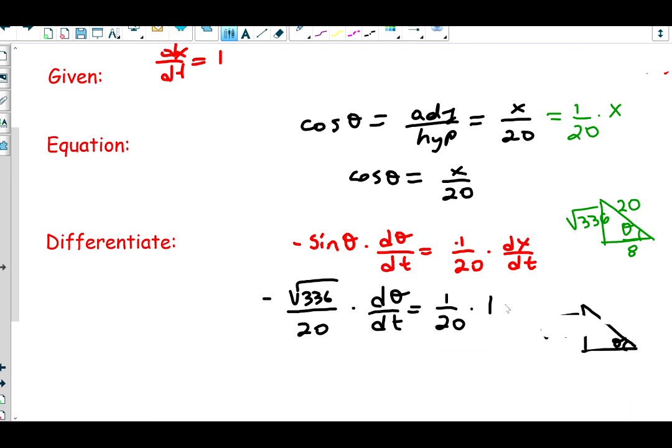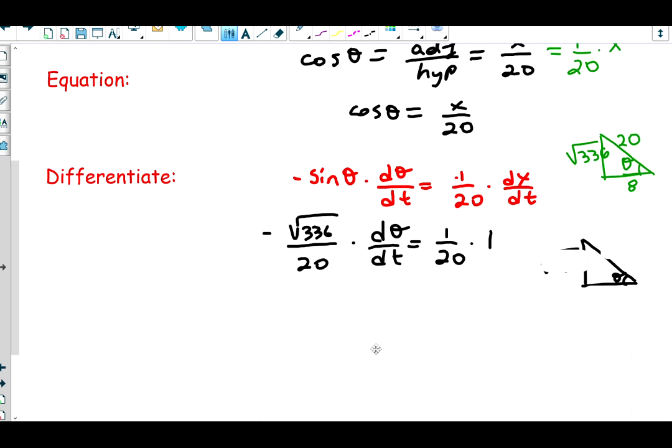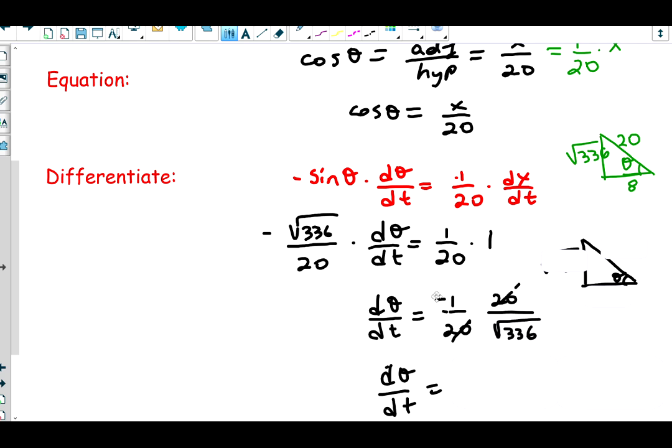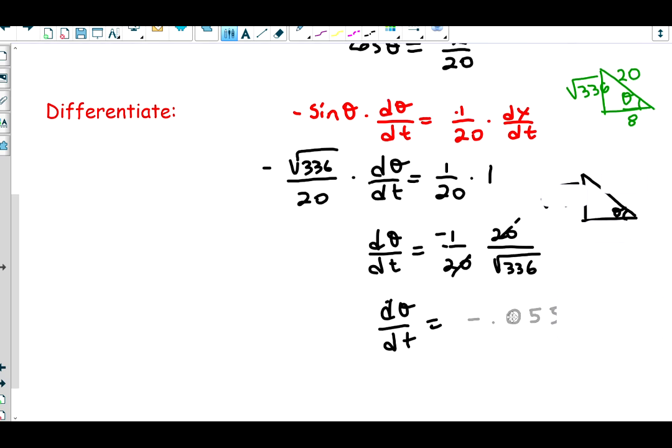Putting all those variables in their proper places, to solve for d theta dt you need to get rid of this. So I would multiply both sides by the reciprocal of this, which is negative 20 over root 336. So d theta dt equals 1 over 20 times negative 20 over root 336. I pull the negative outside here. Now notice the 20s are canceling, and we're left with negative 1 over root 336.